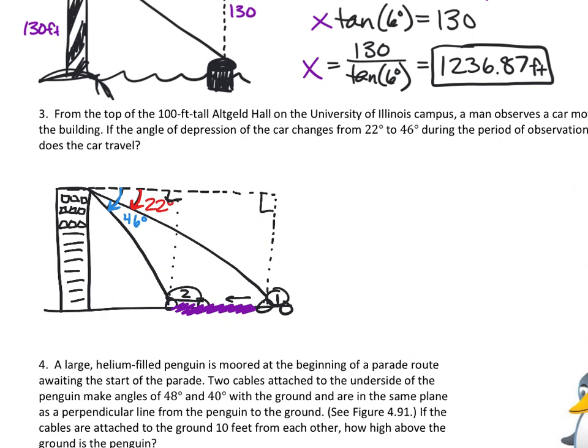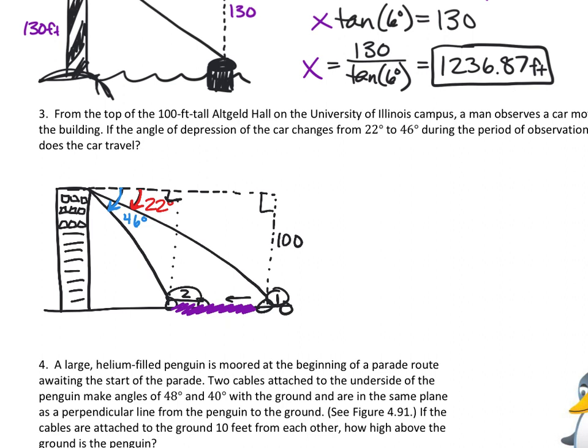Let's solve both of them so that we can figure out the difference in the distance between the building and the car. Now I need to label one more thing I forgot to label. What else should I label on here? The height. What is the height of this building? 100. So that side right there is 100. Yes, it's the building, but I'm labeling it on my triangle side so that it's useful.